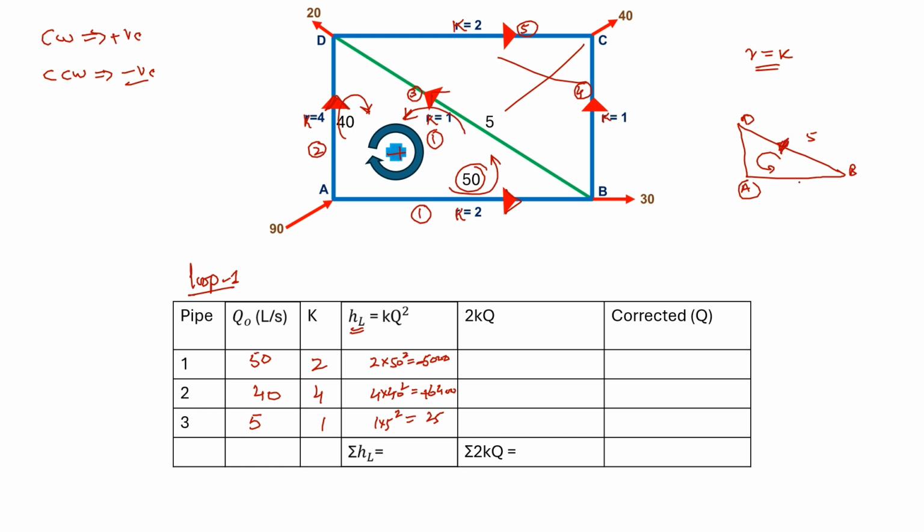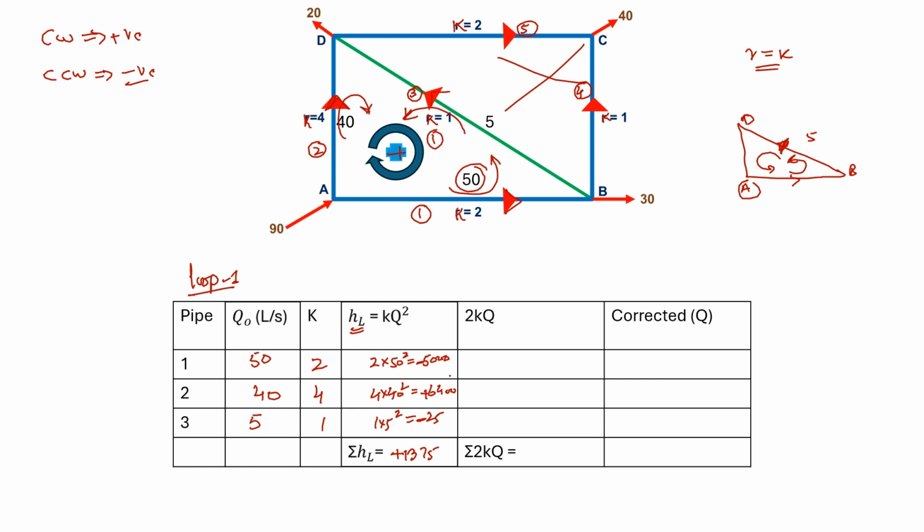And if we ignore this and follow the first pipe, how will it move? It will move from A to B, B to D, and D to A. It will also follow an anti-clockwise direction, so it will also be negative. Now, just sum up these values with signs: minus 5000 plus 6400 minus 25. When we sum up these values, it comes to be plus 1375.